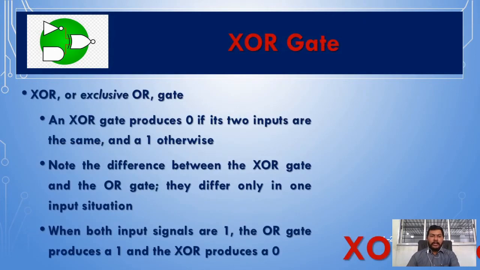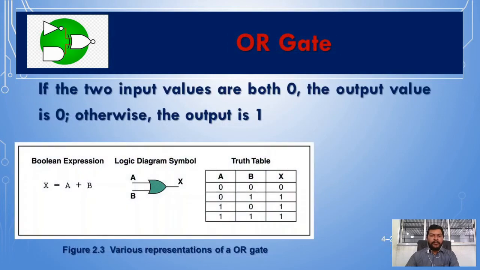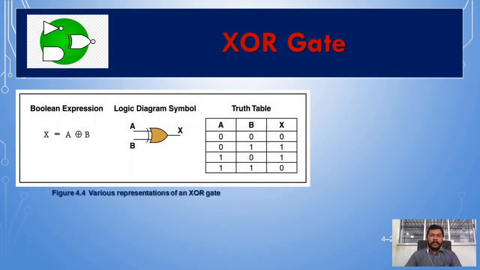Then the XOR gate, that is we call it exclusive OR gate. The XOR gate produces 0 if its 2 inputs are the same and 1 otherwise. Note the difference between the XOR gate and the OR gate, they differ only in one input situation. When both the input signals are 1, the OR gate produces 1, whereas the XOR gate produces 0. So this is the XOR gate.